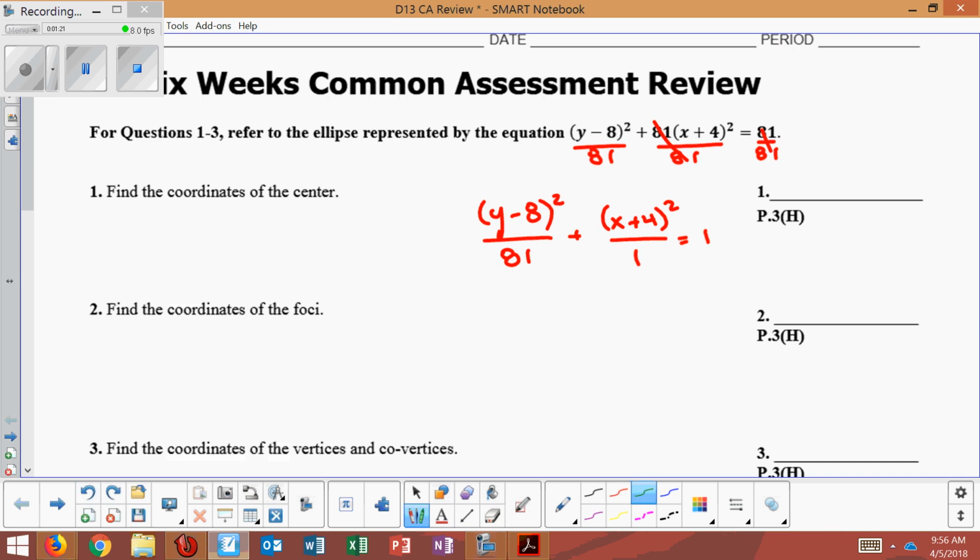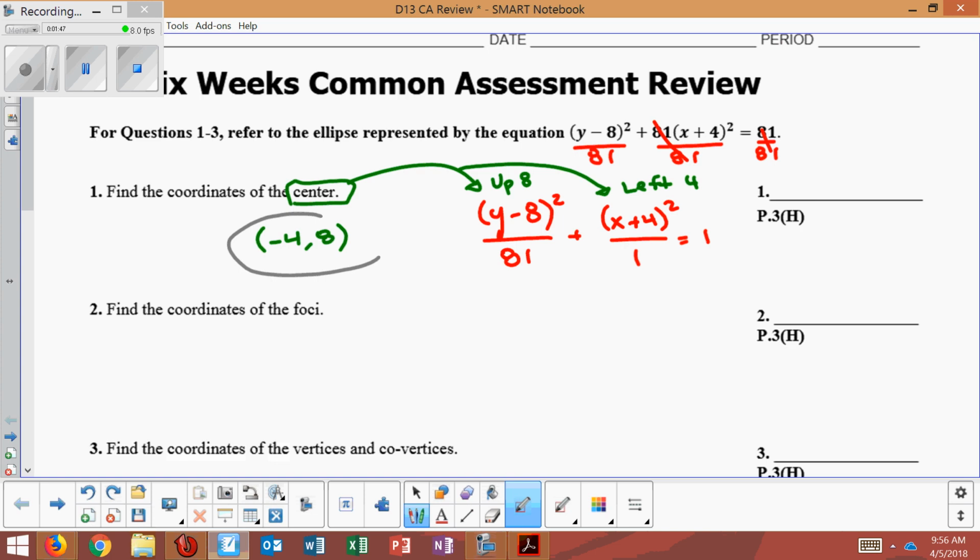Now, the coordinates for the center come from the top part inside the parentheses. So anything on the inside of the parentheses will always go opposite if it's with the variable. So this is saying we go up 8 for the center, and this is saying we go left 4. So my center should be located at -4, comma 8. And that would be the first answer here. -4, 8. Or I guess I could put it over here. -4, comma 8.